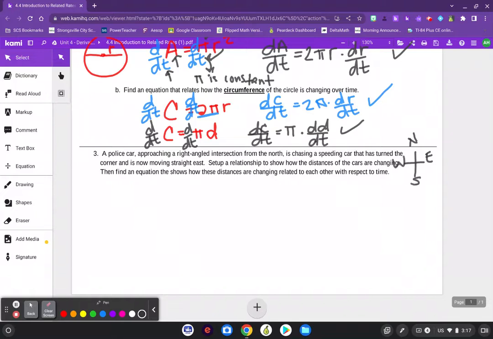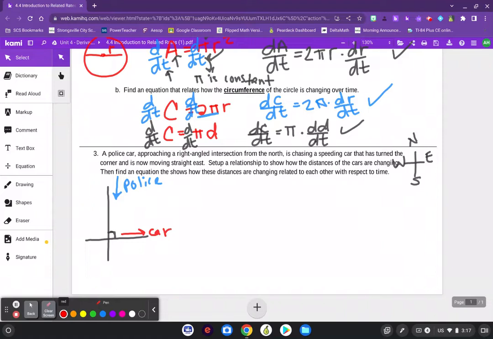So a police car approaching a right-angled intersection. There we go, right angle. From the north. So my police car is coming from the north. You can draw a car if you need to. Is chasing a speeding car that has turned the corner and is now moving straight east. So here's my speeding car, and it's moving east.